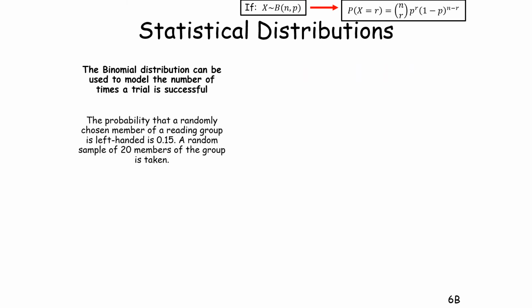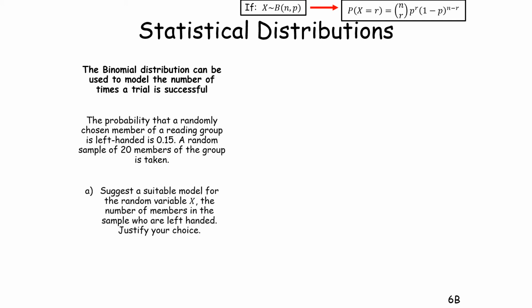Okay, so let's have a look at this example here. It says the probability that a randomly chosen member of a reading group is left-handed is 0.15. And we've taken a random sample of 20 members of the group. Part A says suggest a suitable model for the random variable X, the number of members in the sample who are left-handed, and justify your choice.